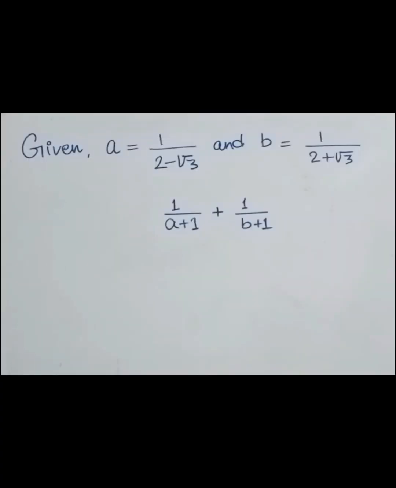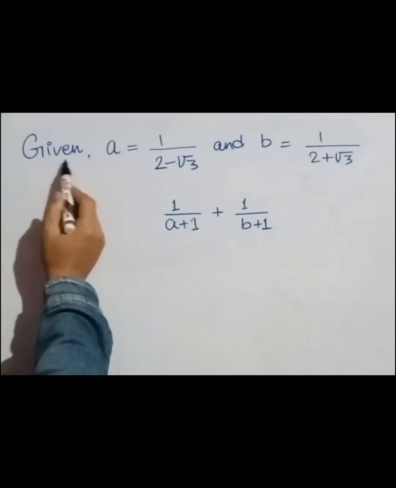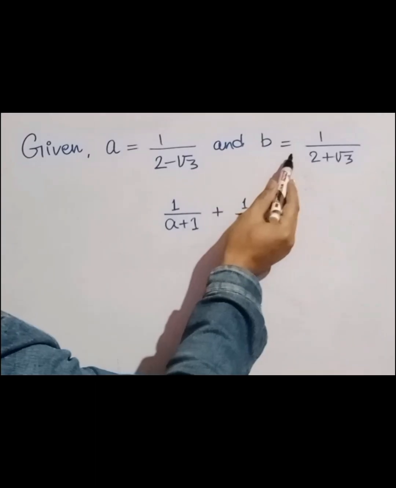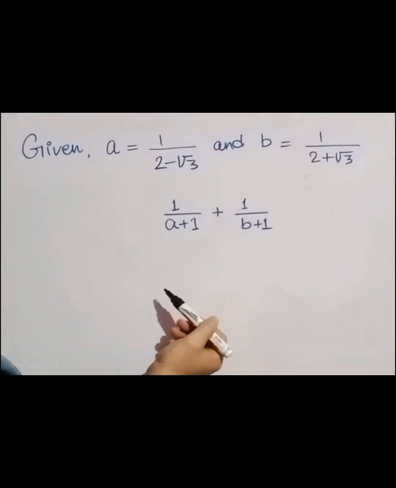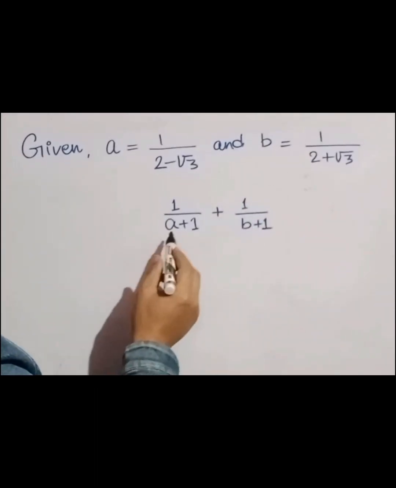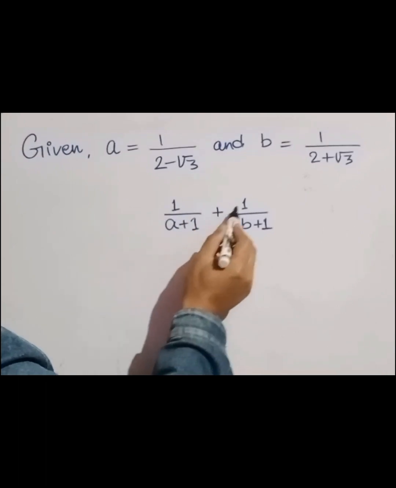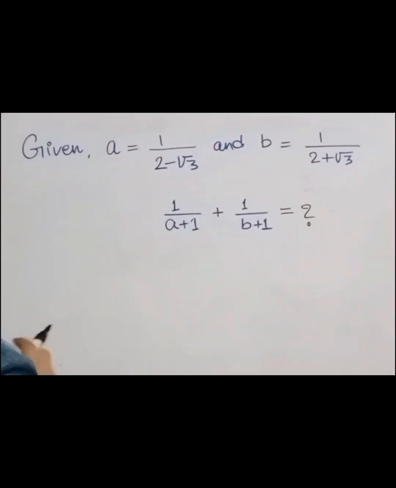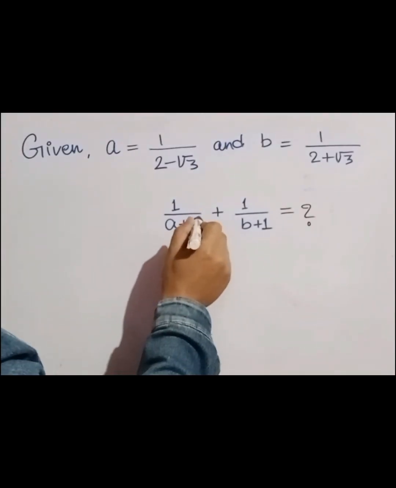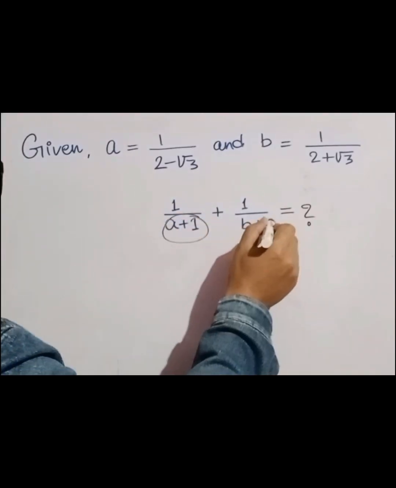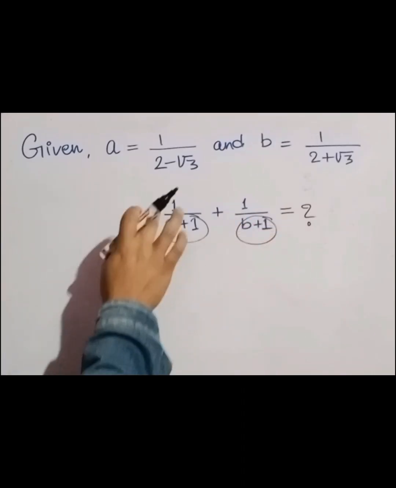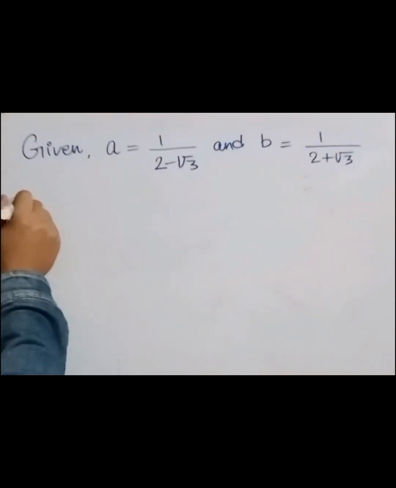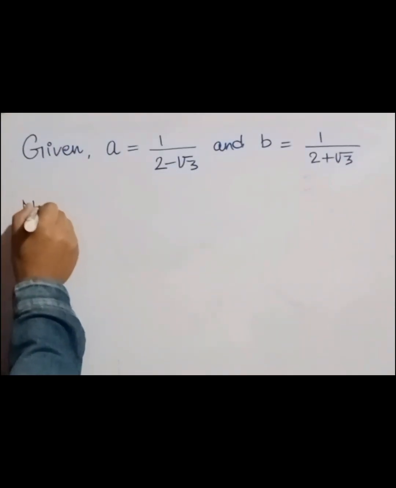Here in the given question, the value of a is 1 upon 2 minus root 3 and that of b is 1 upon 2 plus root 3. And now by using them, we have to find the value of this expression 1 upon a plus 1 plus 1 upon b plus 1. To find the value of this expression, we have to find the value of a plus 1 first and b plus 1. Then after putting the values of a plus 1 and b plus 1, we can find the value of this expression. Now let us start from here.